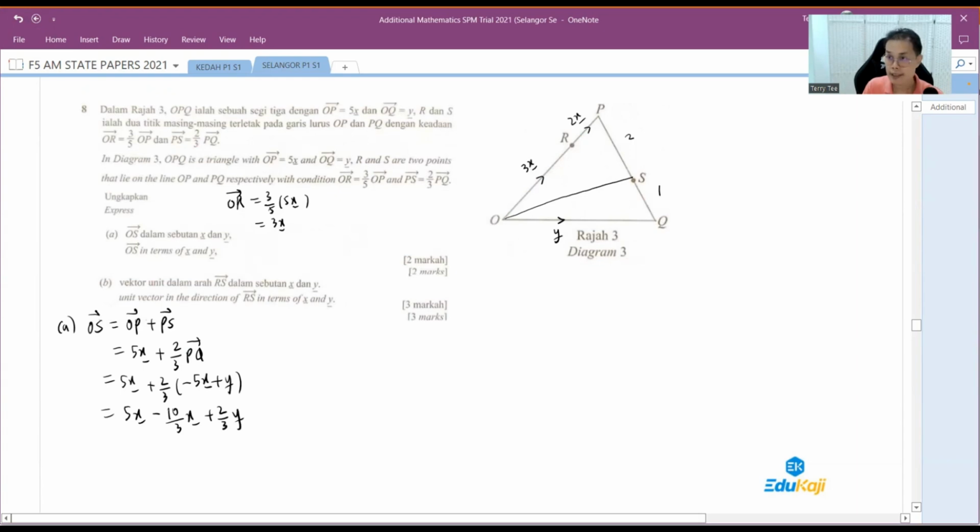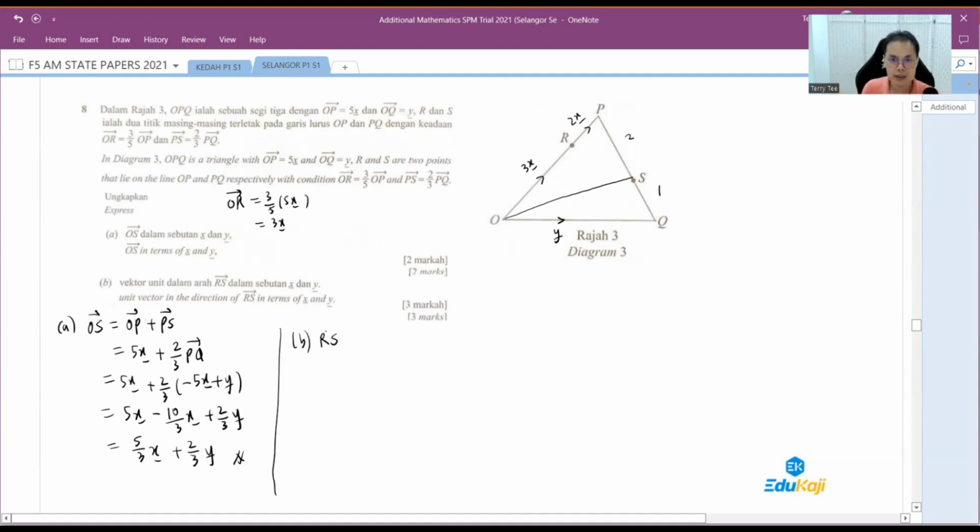5x minus 10 over 3x is 5 times 3, 15. 15 minus 10 is 5 over 3x plus 2 over 3y. So there you go. You got OS in terms of x and y. Now, next part, you're finding the unit vector in the direction of RS. Let me explain. Let's find RS first.